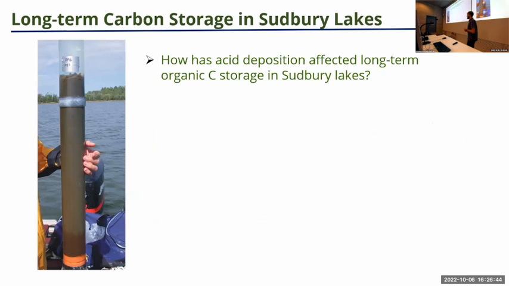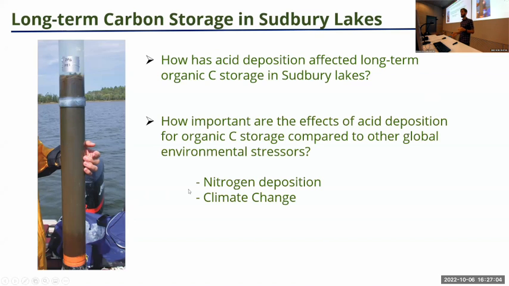So with understanding how dissolved organic carbon in the water column has changed over time, the next logical step was to look at what these changes mean for carbon sequestration in lakes over time. If we have such large changes in dissolved organic carbon in the water column, how is that affecting how much is stored within lakes? And then, of course, also how important are these changes compared to other stresses that affect long-term carbon storage in lakes, like nitrogen deposition or climate change?